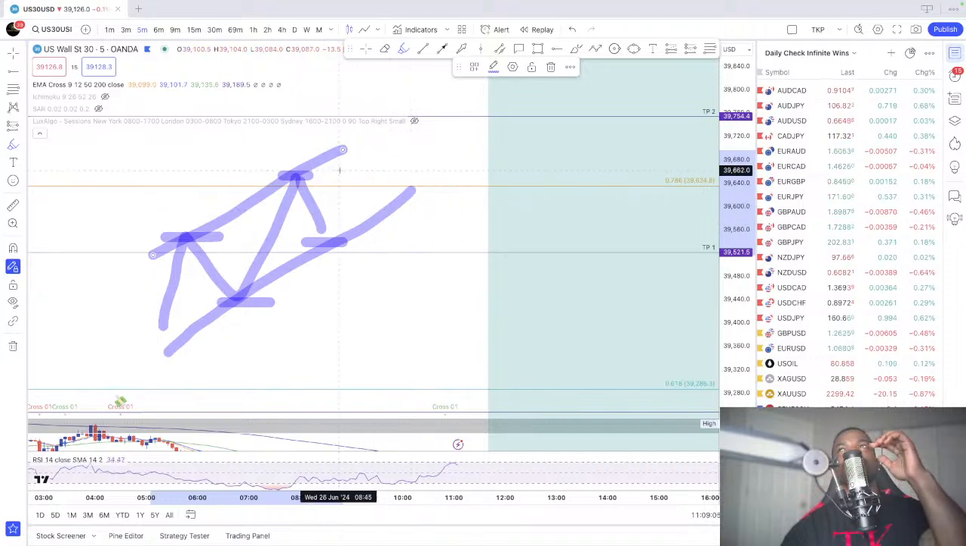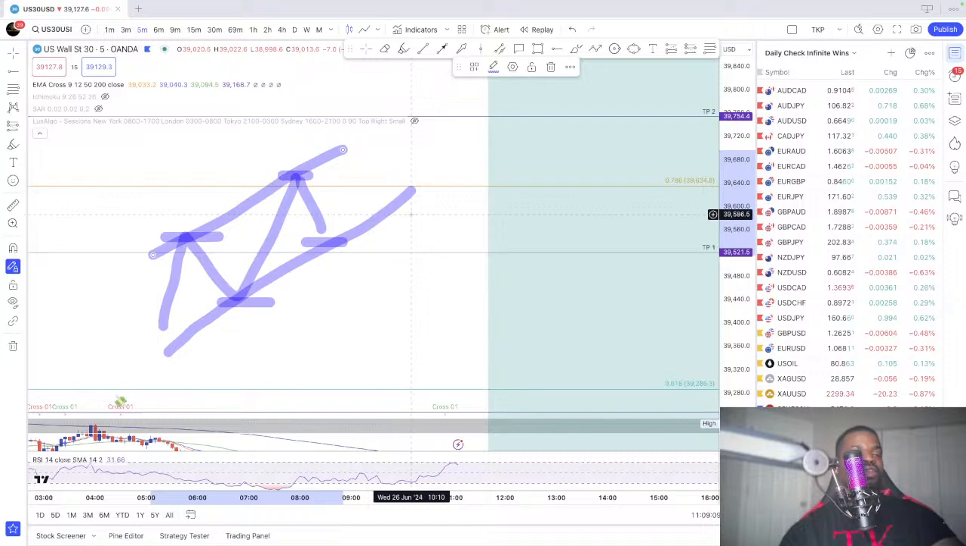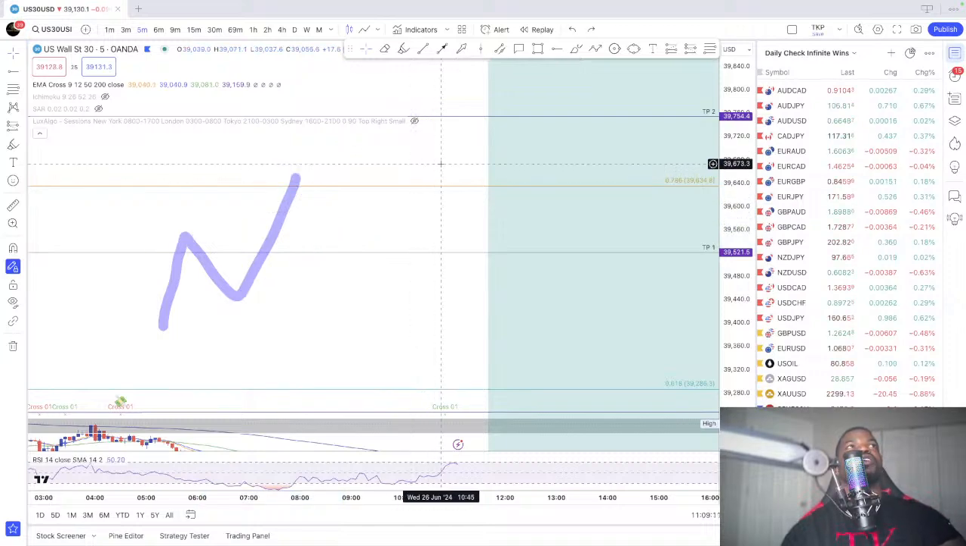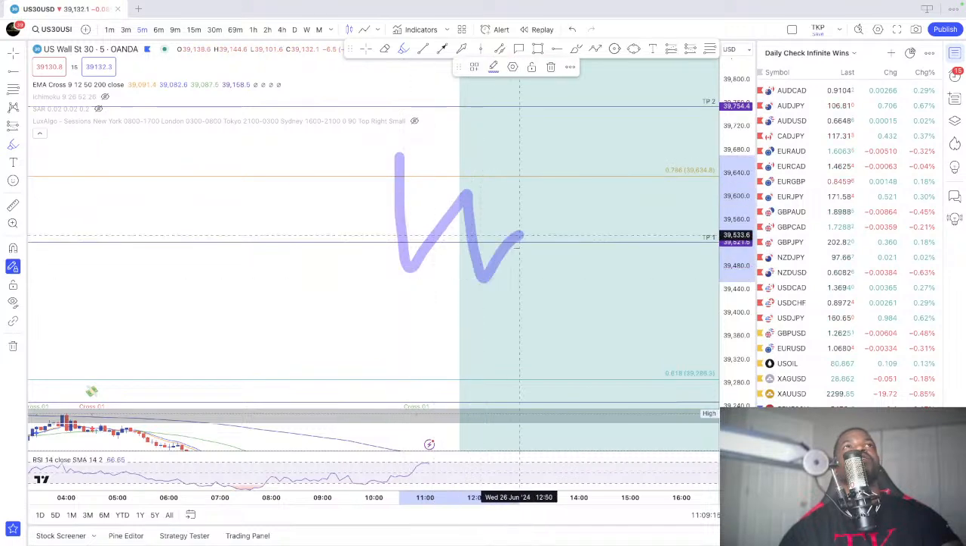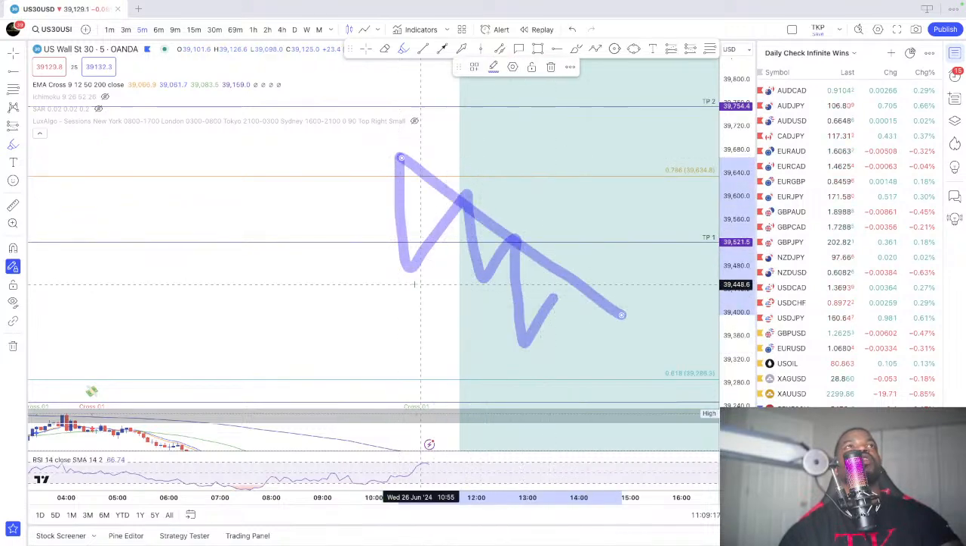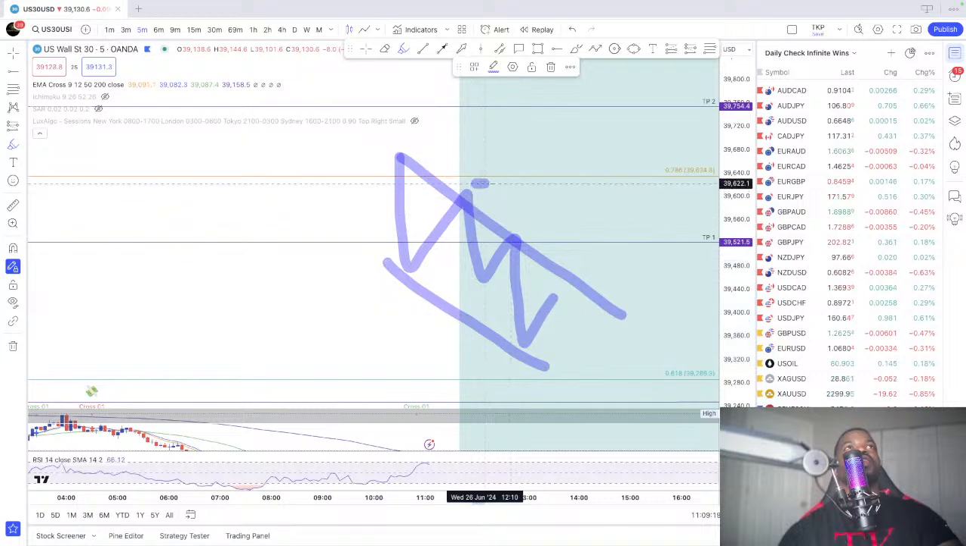So as long as price is making higher highs and higher lows, then you know you're in that uptrend. And vice versa if you're looking at the opposite direction. As long as price is making lower highs and lower lows, then you know you are in a downtrend. All right.